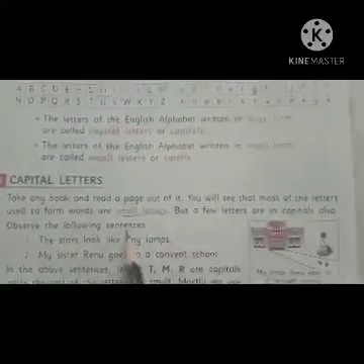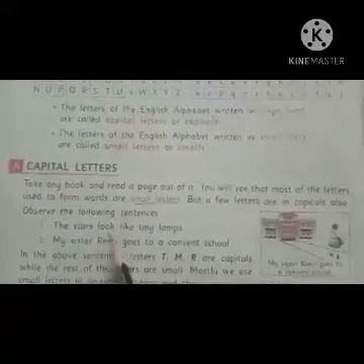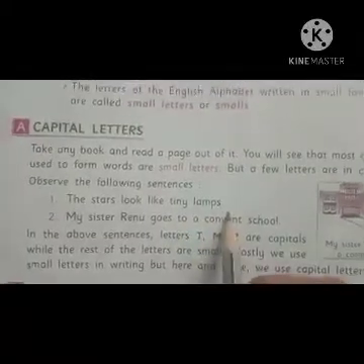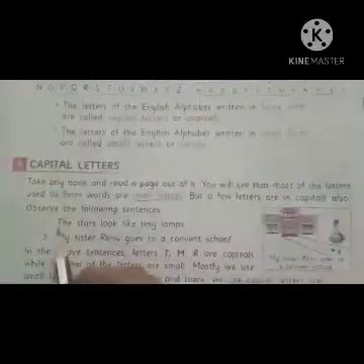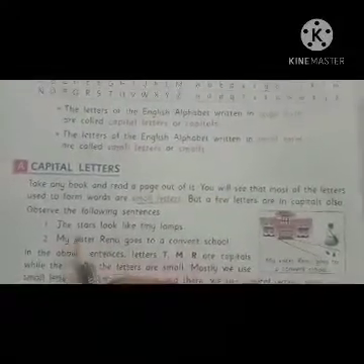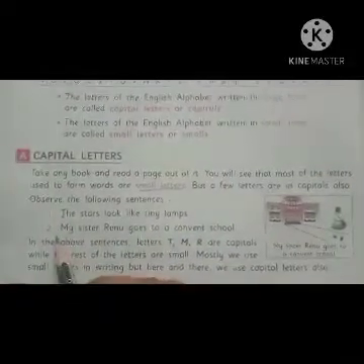Observe the following sentences. Now we are going to observe these sentences. The stars look like tiny lamps. Okay, T is the capital letter. All the other letters are small only. How do the stars look? Like tiny lamps.